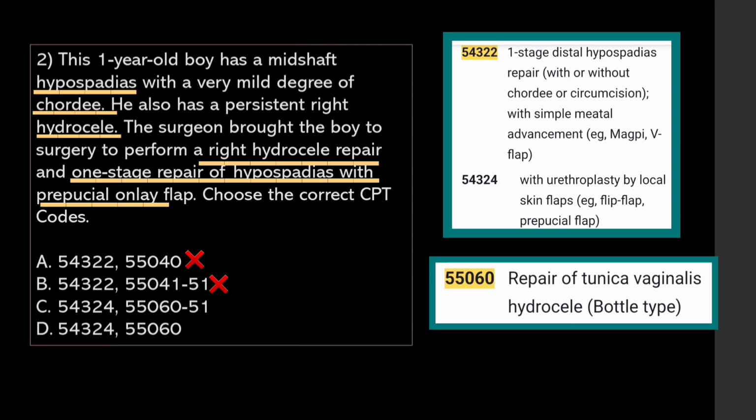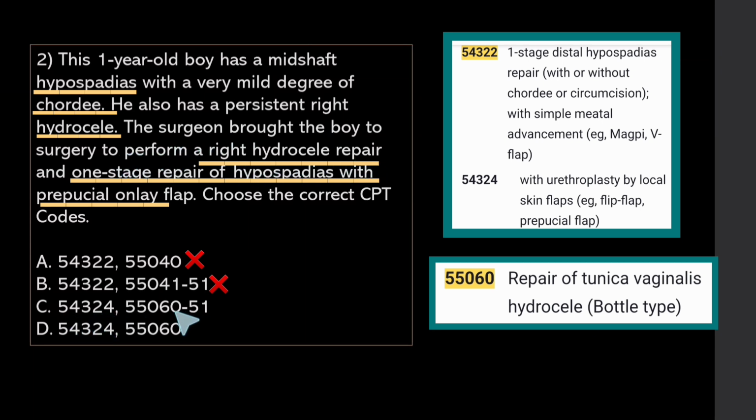55060 is for repair of tunica vaginalis hydrocele, bottle type. In the question, you can see they have mentioned the surgeon brought the boy to the surgery to perform right hydrocele repair and one-stage repair of hypospadias with preputial only flap. For this one-stage repair of hypospadias with preputial only flap, we use the code 54324, and we have to use 55060 for right hydrocele repair.